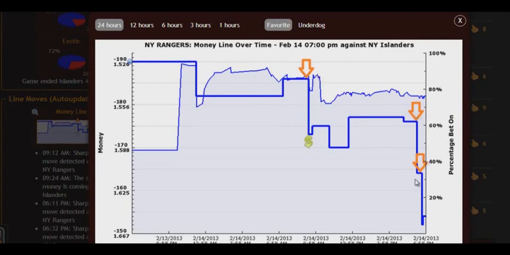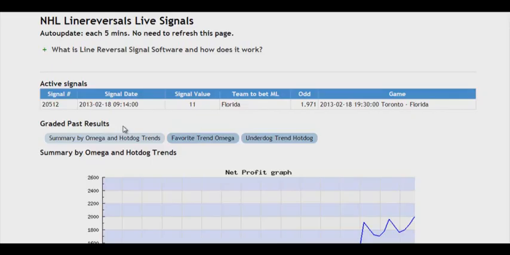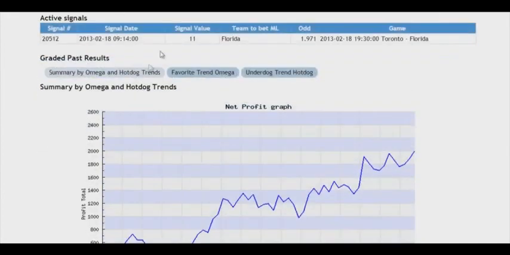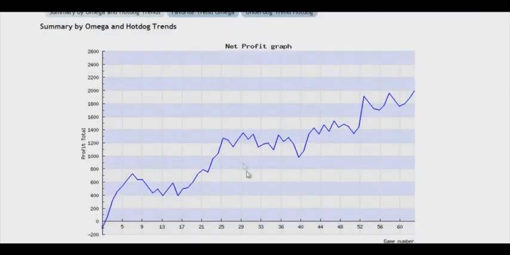In conclusion, I'd like to say that Zcode VIP members get a special additional tool which produces automatic signals in real-time mode. The arrows that I showed you earlier generate bets. According to these arrows, the system makes a bet. Now in this case, we can see that the NHL season has just begun, but the system Line Reversals has already made a profit of $2,000.